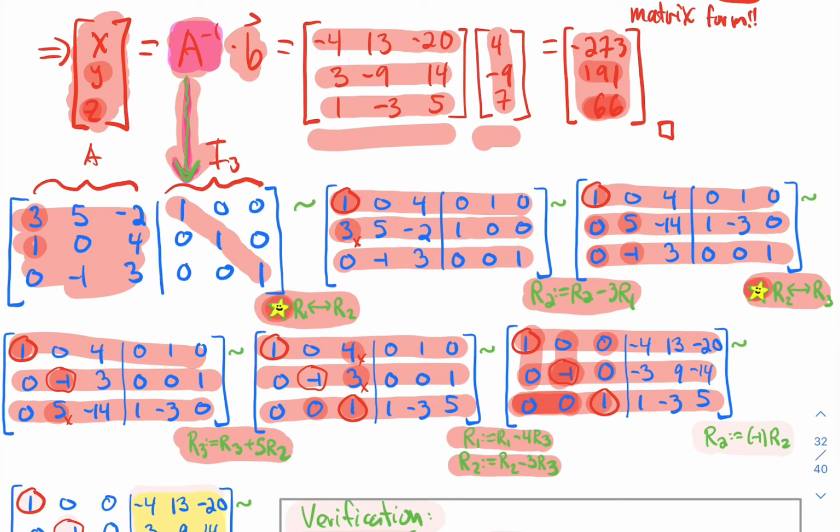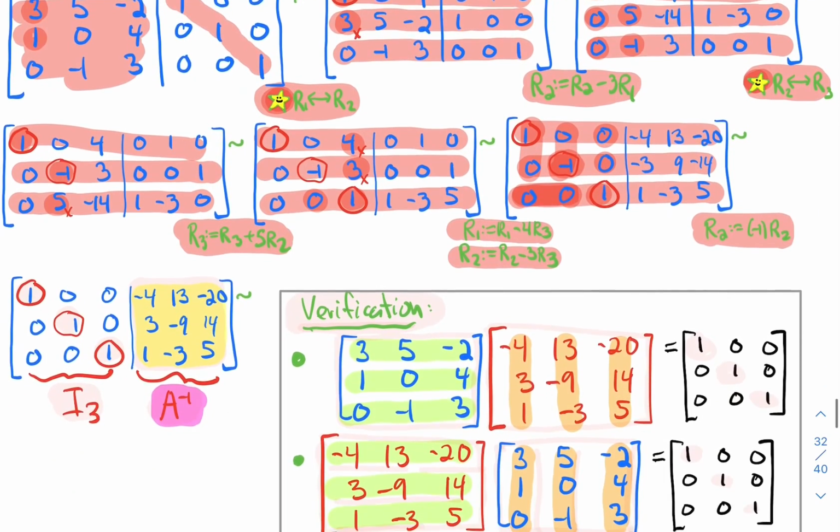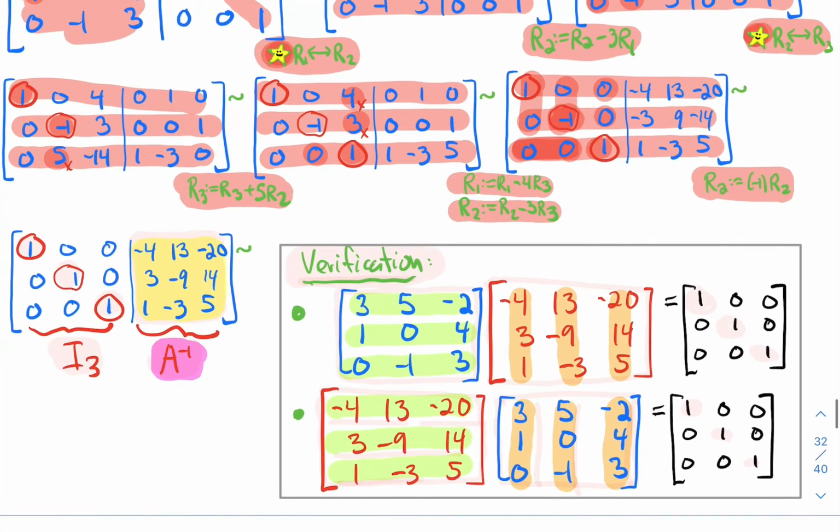So now I move to the next pivot, the minus 1 here. I turn it into a 1 by multiplying it by minus 1. And then, beautiful moment, you get your identity matrix on the left side. So what you get now on the right side is the inverse: minus 4, 13, minus 20, 3, minus 9, 14, and 1, minus 3, 5. And that's the matrix I use to compute the unique solution, A inverse times B.